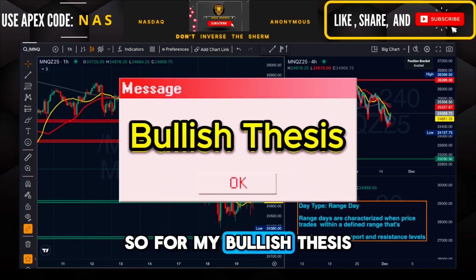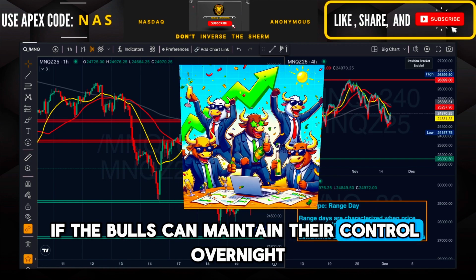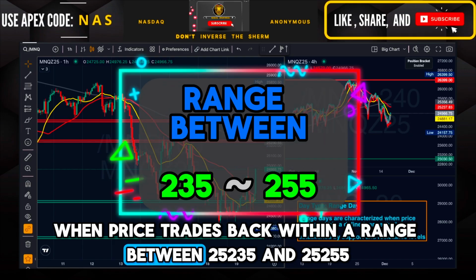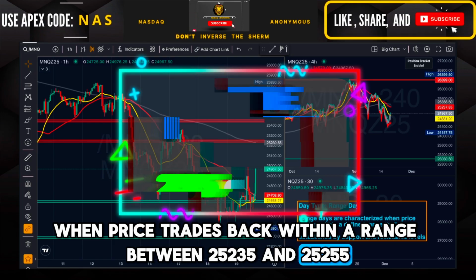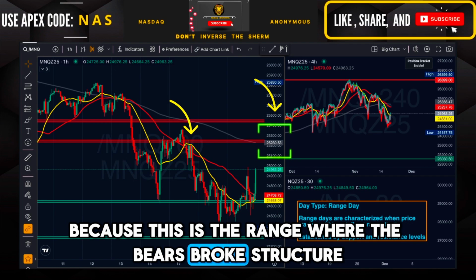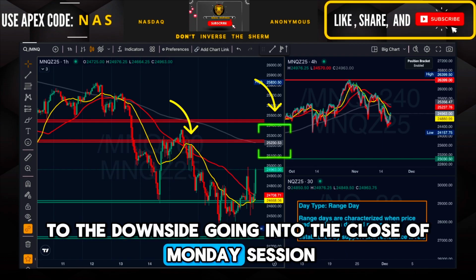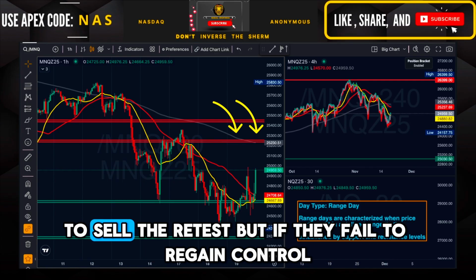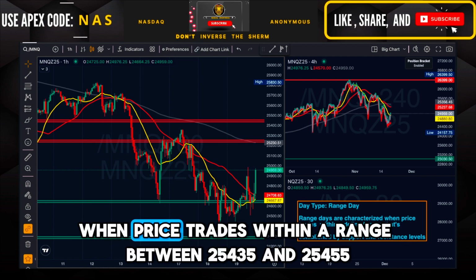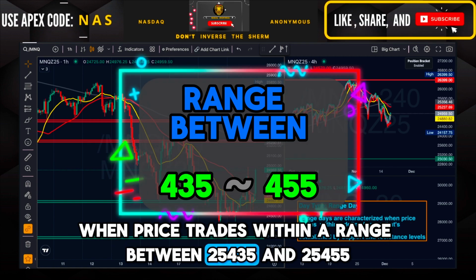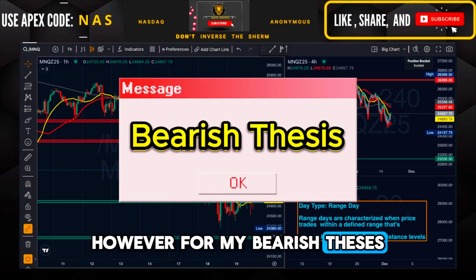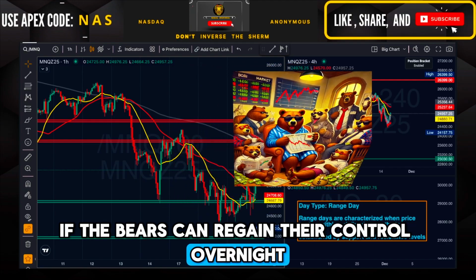So, for my bullish thesis, if the bulls can maintain their control overnight, then I'll be watching the reaction when price trades back within a range between 235 and 255. Because this is the range where the bears broke structure to the downside going into the close of Monday's session. And I do expect passive sell orders to be resting around this area to sell the retest. But if they fail to regain control, then I'll be watching the reaction when price trades within a range between 435 and 455.